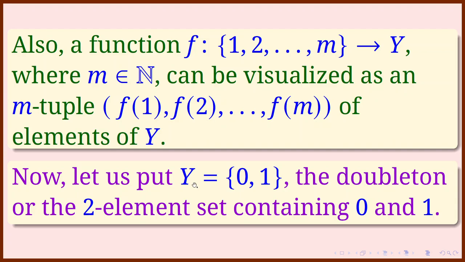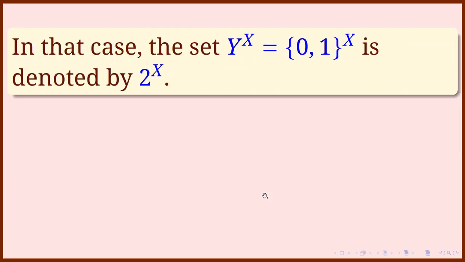Now let us put y equal to this doubleton set, or two element set, {0, 1}. So earlier we started with y to the power x. First we replaced x by n, and now we are replacing y by this doubleton set. In that case, the set y to the power x becomes this doubleton set to the power x, and it is denoted by 2 to the power x. So instead of writing this doubleton set {0, 1}, we write 2. So it is written as 2 to the power x.